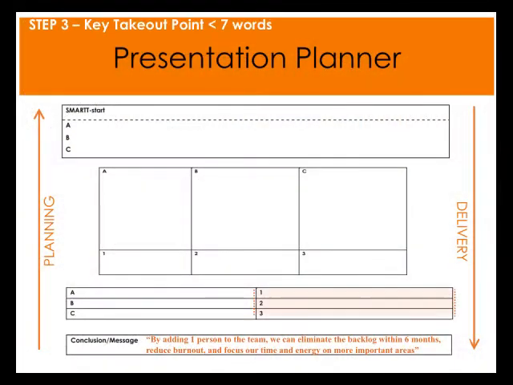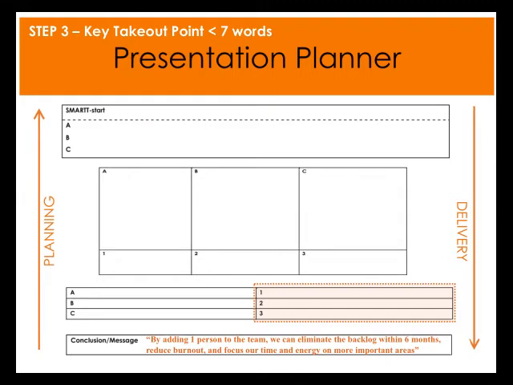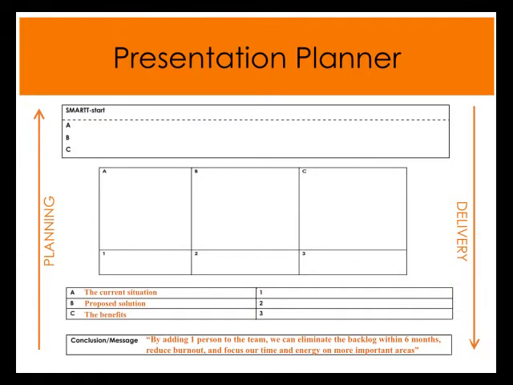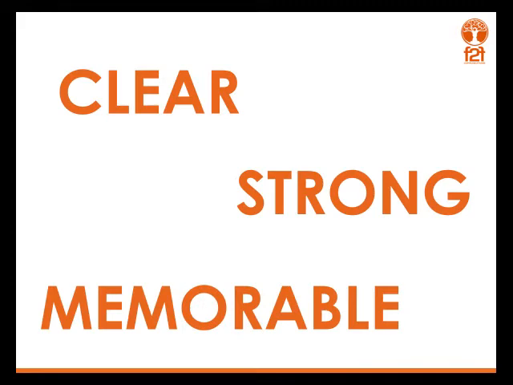Now for each agenda heading, identify a single key takeout point that's no more than 6 or 7 words long. Let's take some examples. The key takeout point for the current situation might be that resources are stretched to capacity. The key takeout point for your solution might be, efficiencies aren't enough, we need more hands. And perhaps the key takeout point for the benefits would be, we'll reduce stress and increase competitiveness. Keep your key takeout points short, sharp, and punchy. You want them to be clear, strong, and memorable.